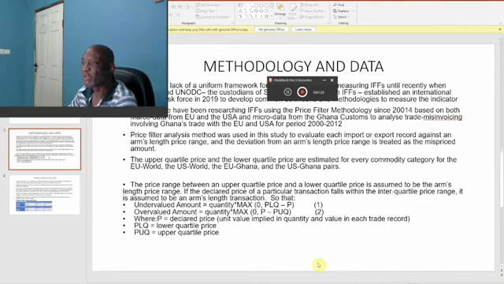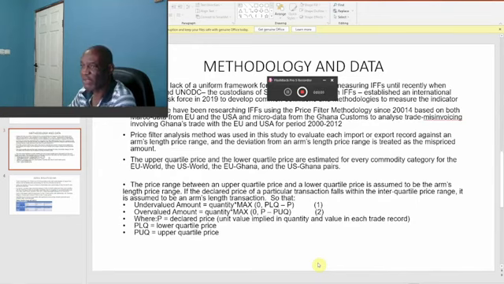There is a lack of a uniform framework for conceptualizing and measuring IFFs until recently when UNCTAD and UNODC established an international task force in 2019 to develop comprehensive methodologies to measure the indicator 16.4.1. Ghana has been researching illicit financial flows using the price filter methodology since 2014 based on both macro and micro data.